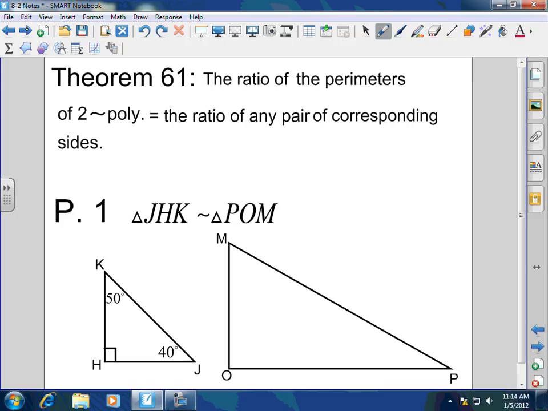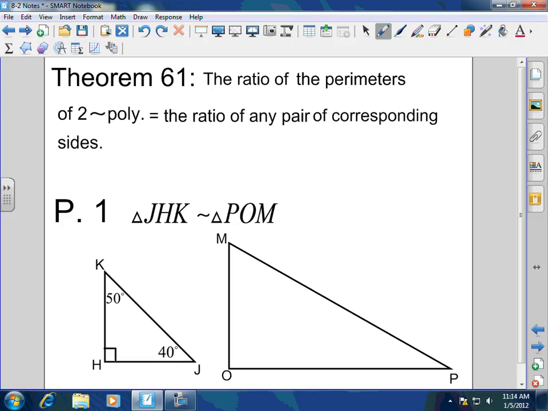Isn't that 2 times the original perimeter? 24 is 2 times 12, correct? And if I'm comparing a 3, 4, 5 and a 6, 8, 10, doesn't the 6, 8, 10 have a dilation ratio of 2 to 1? So the ratio of perimeters of two similar polygons equals the ratio of any pair of corresponding sides. Okay? All right. So, problem 1.